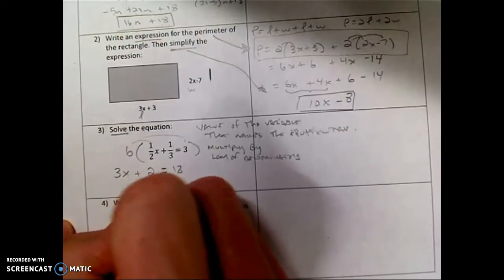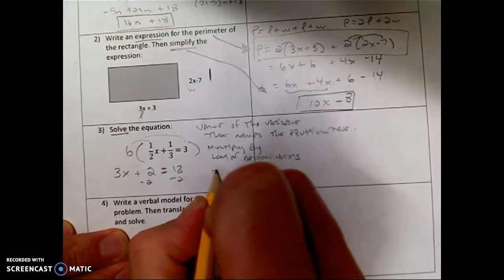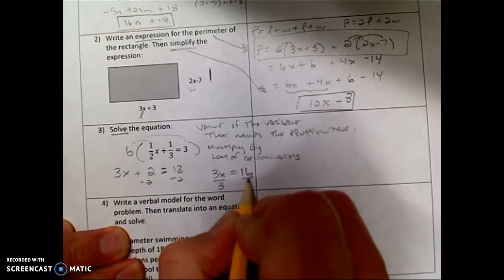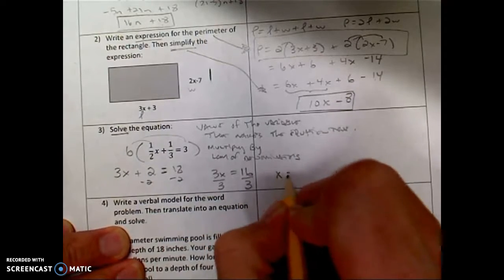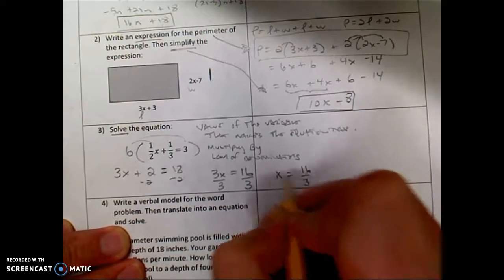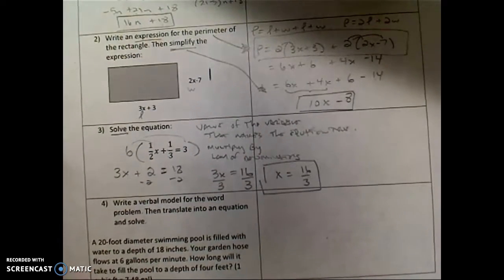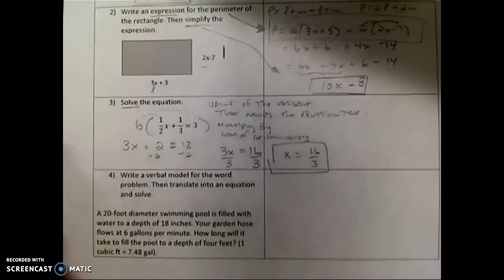So we'll subtract 2 from both sides. I have 3x equals 16, divide by 3, and x equals 16/3. This is an acceptable answer. You don't need to change that into a mixed number. You can leave it as an improper fraction.